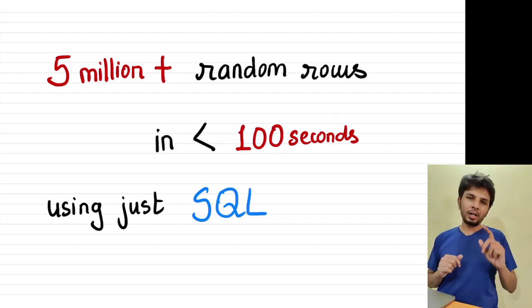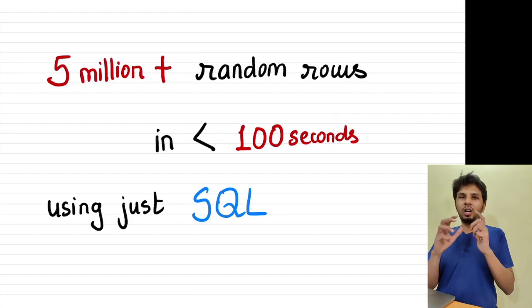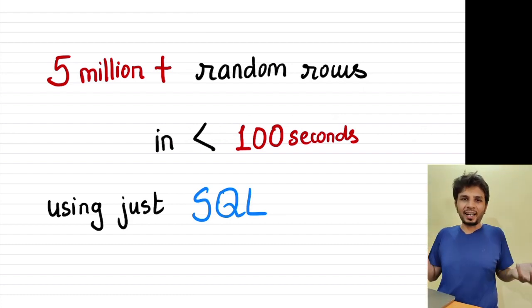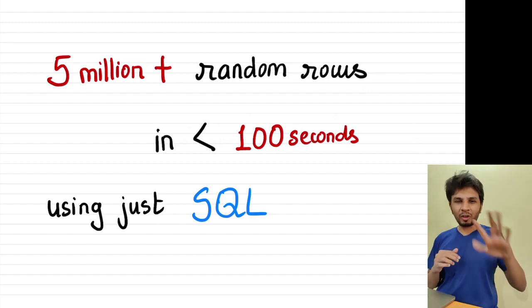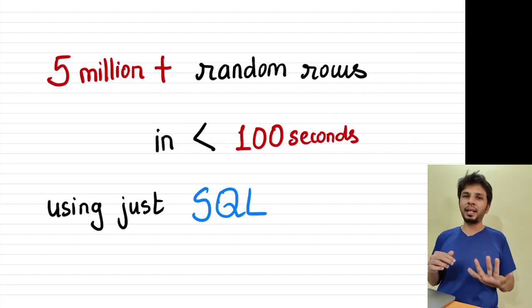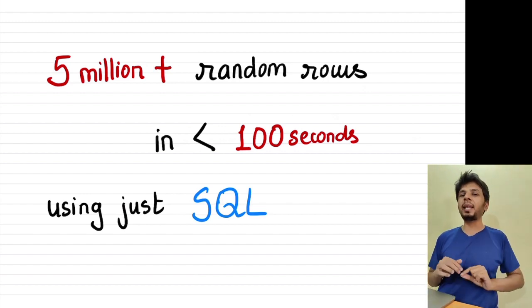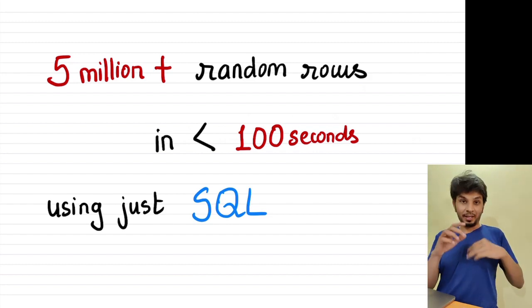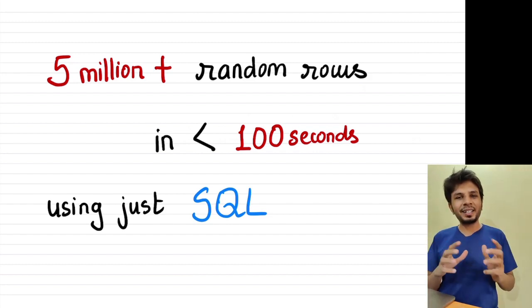So in order to find out if your SQL queries are efficient or not, you would want them to process a lot of data. In order to do so, you'll need data, right? So in this video, we'll be generating 5 million rows worth of random data in less than 100 seconds of processing time using just SQL. In the process, we'll be uncovering a lot of interesting SQL tricks.